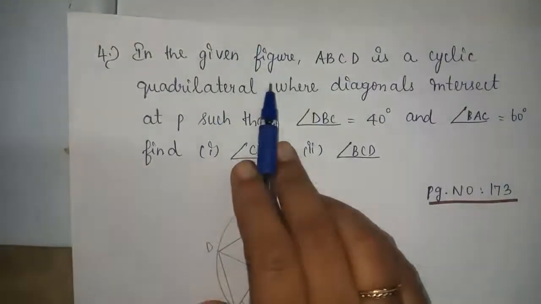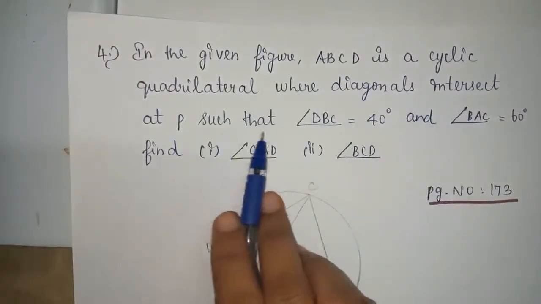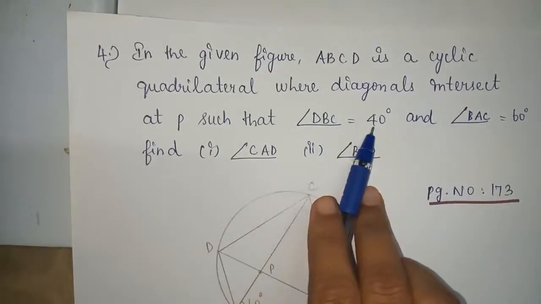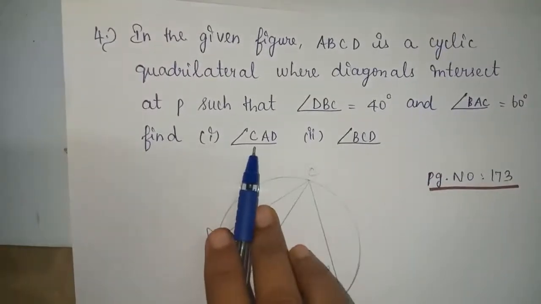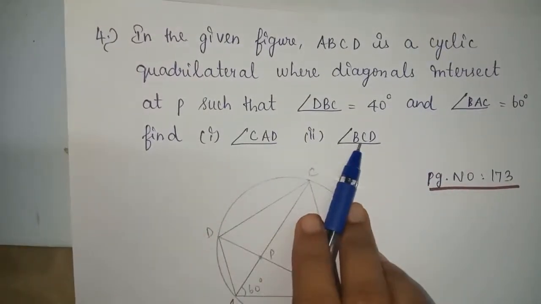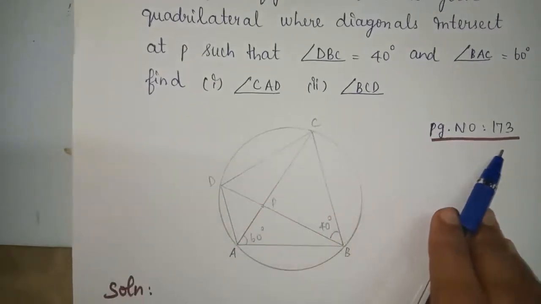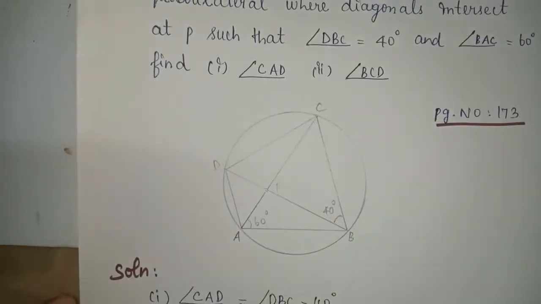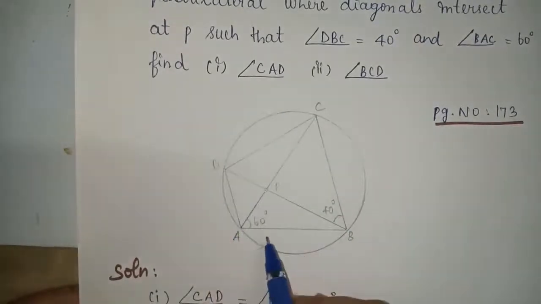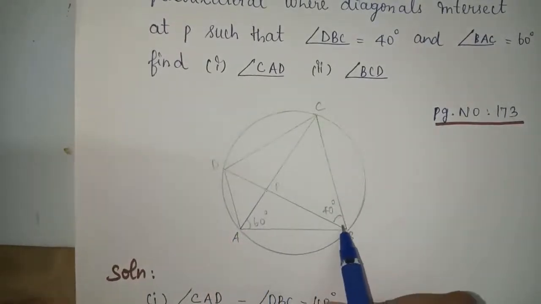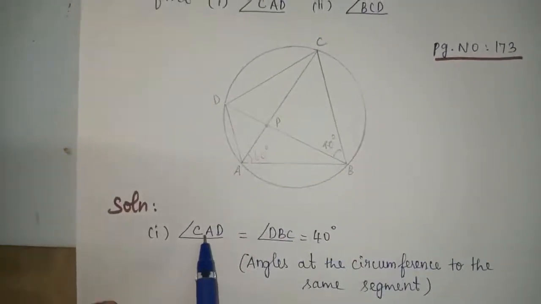Problem number 4. In the given figure, ABCD is a cyclic quadrilateral where diagonals intersect at P such that angle DBC is equal to 40 degrees and angle BAC is equal to 60 degrees. Find angle CAD and angle BCD. The problem belongs to page number 173. So this is the given cyclic quadrilateral. ABCD is a cyclic quadrilateral where angle A is 60 degrees and angle B, that is half of the angle, is 40 degrees. First, find angle CAD.